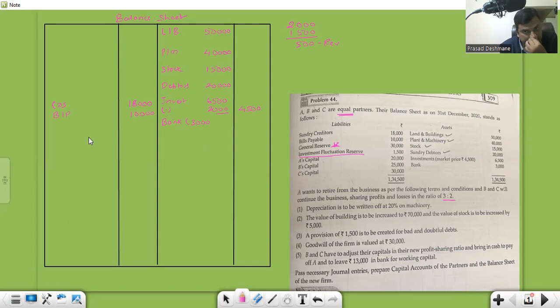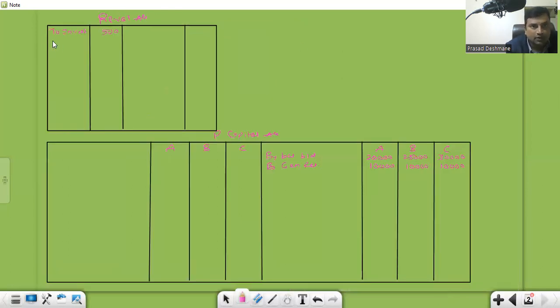Now we'll start with the adjustment. A wants to retire from the business as per the following terms. B and C will continue in the ratio of 3:2. That's the new ratio. Depreciation is to be written off 20% on the machinery. So plant and machinery depreciation is 20%. 40,000, 20% means 8,000, outside 32. When an asset reduces, it will go to the reval debit. Plant and machinery 8,000.